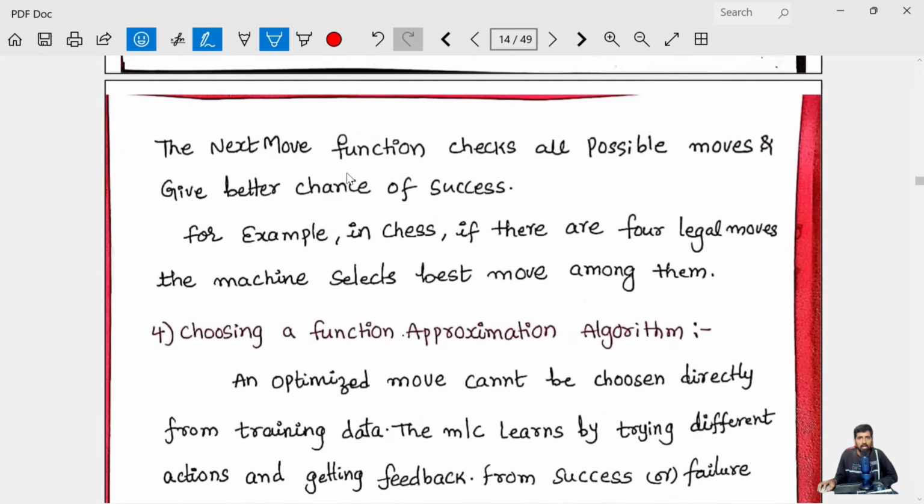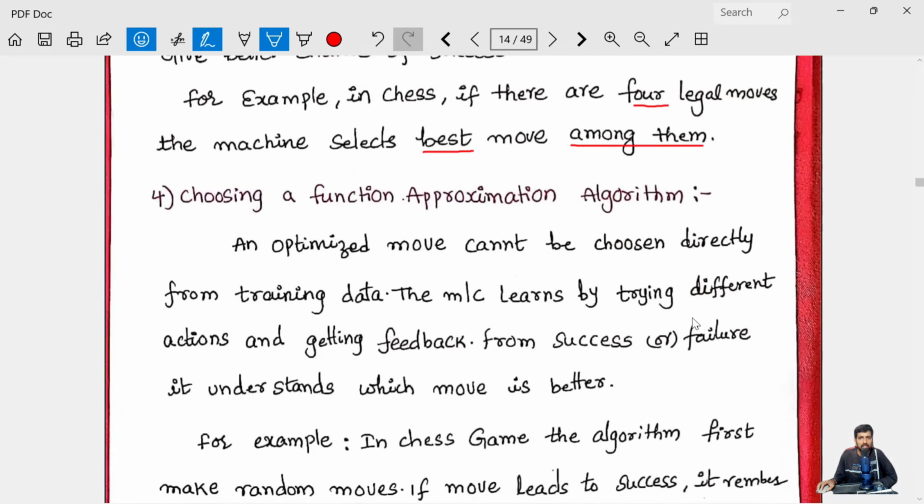The next move function checks all possible moves and gives a better chance of success. Please remember the function name is called next move; it gives all possible moves and gives a better chance of success. For example, in chess there are four legal moves. The machine selects the best move among them. Let us say there are four moves, but the machine selects only the best move.